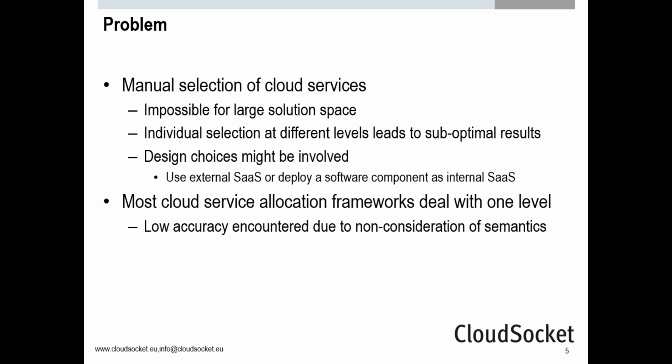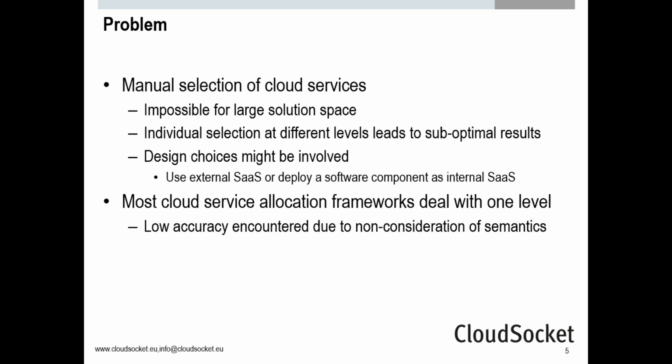Apart from this issue, the dependencies between the different levels have to be taken into consideration for the following reason. If you select an IaaS service in order to deploy a particular internal service component, then this selection at the IaaS level can influence the selection at the SaaS level, because this selection will map to a particular performance level that will be delivered by the internal service component, which will then influence the selection of the rest of the SaaS services at the SaaS level.